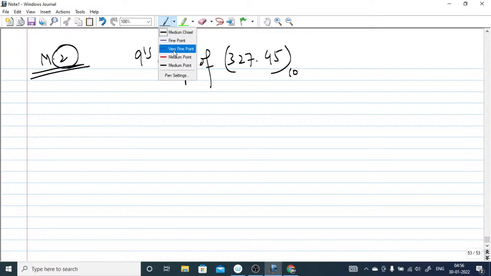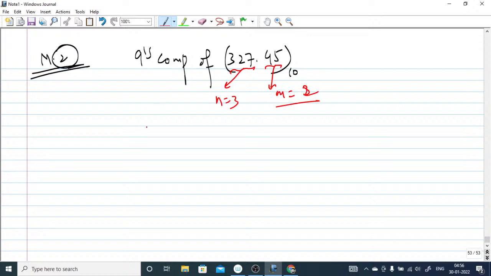So this is the digit which represents n equal to 3, and this represents m, the fractional number of digits, that is 2, right? So what you have to do here is, the base is what? Base is 10 here, right?